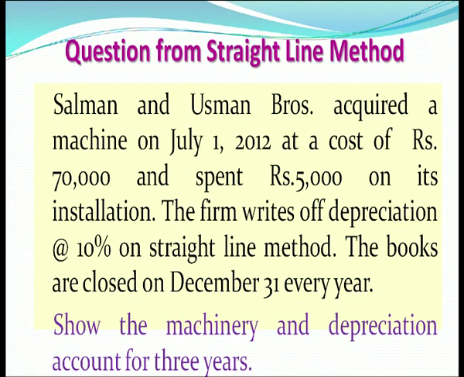Now let us proceed further and take an example on the accounting methodology. So Salman and Usman Bros acquired a machine on 1st July 2012 at a cost of rupees 70,000 and spent another 5,000 on its installation. The firm writes off depreciation at 10% on the straight line method. The books are closed on 31st December every year, and we are required to show the machinery and the depreciation account for the 3 years.